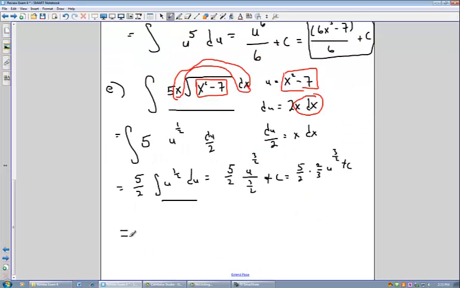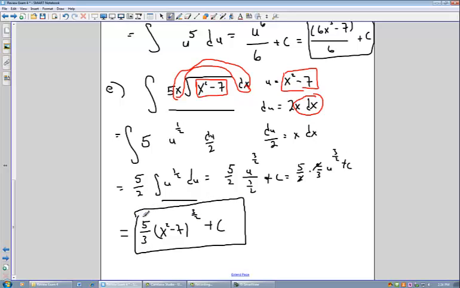And so finally, the 2's are going to cancel, and I'm going to get 5/3. And because my problem was not given in terms of u, it was given in terms of x's, I'll convert my u back into x stuff. So u is x squared minus 7 to the 3 halves plus c. Now, I think this is a fine answer. It's nice to keep it this way. But if you really wanted to, since they gave it to us in radical form, you could write it as 5/3 times x squared minus 7 times the square root of x squared minus 7, and then all plus c. But I think it's fine to leave it just like this.